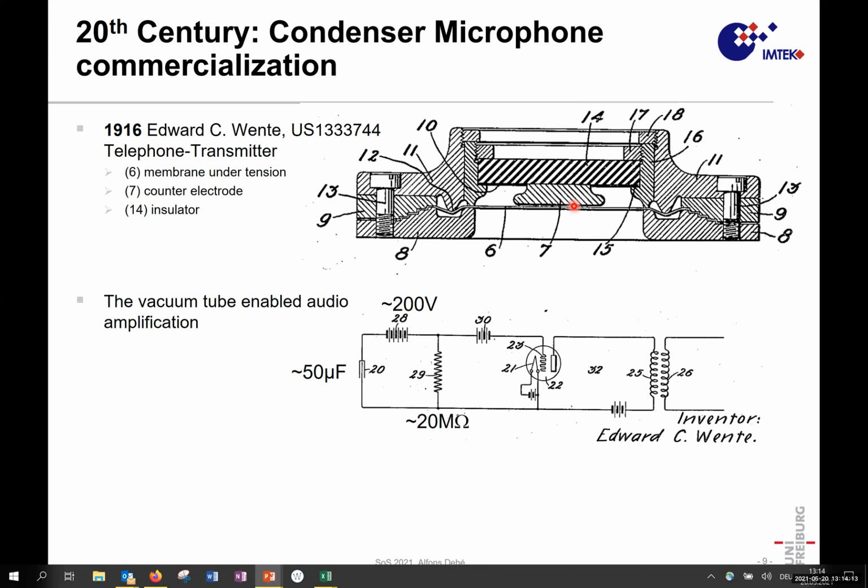And with the vacuum tube, you could pick up the capacitive signal of the microphone, which is very high ohmic. You see here some 20 megaohm bias resistance in between. This is the biasing of the condenser. Then they pick up the tiny signal from the change of capacitance and amplify it with the tube. And the tube is finally the enabling technology for microphones.